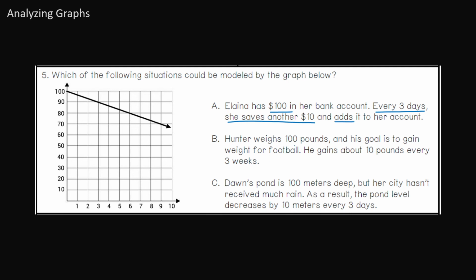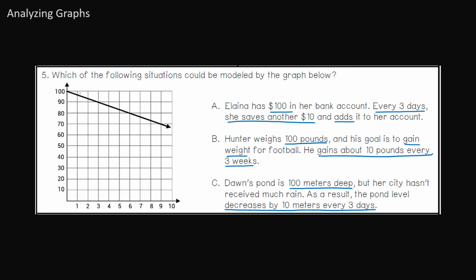The second situation, Hunter weighs 100 pounds and his goal is to gain weight for football. He gains about 10 pounds every 3 weeks. Final one, Dawn's pond is 100 meters deep, but her city hasn't received much rain. As a result, the pond level decreases by 10 meters every 3 days. So here I wanted to highlight some of the important information. If you're saving money, that indicates a positive change. If you gain weight, that is a positive change. If a pond level decreases, that is a negative change.